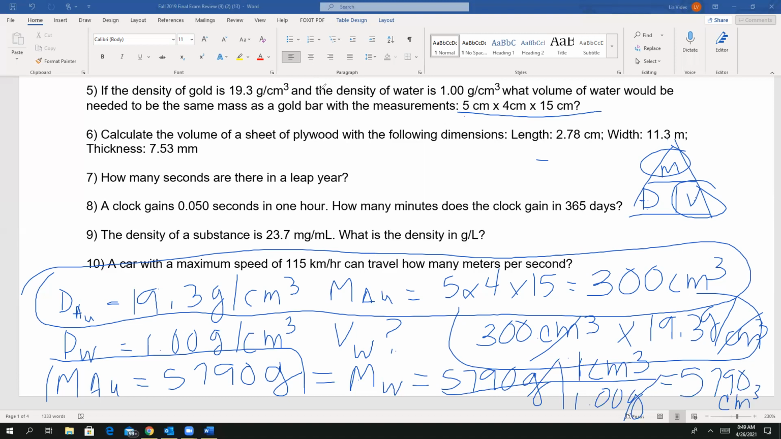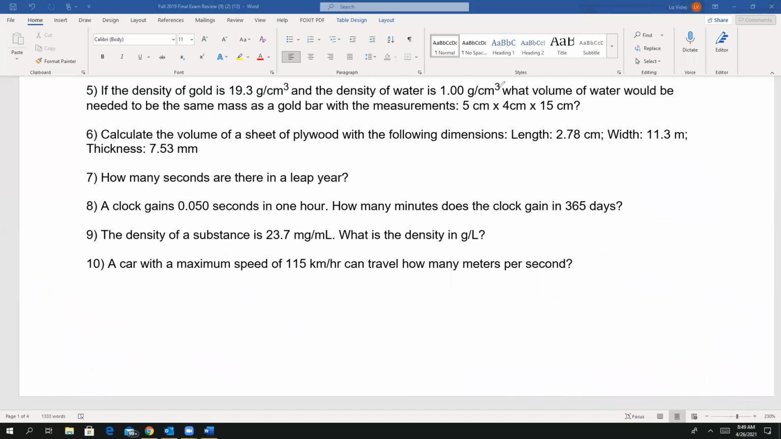Okay, let's clear that. Now, we did this one, right? So we're doing this one next. How many seconds are there in a leap year? Can anybody tell me how many days there are in a leap year? Anybody know?